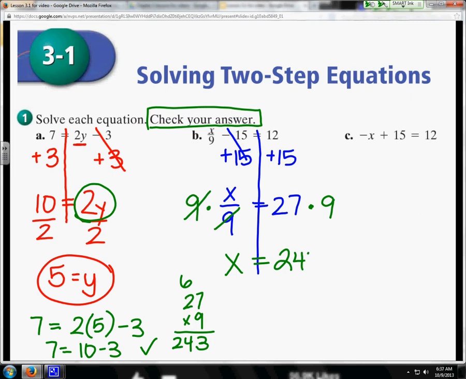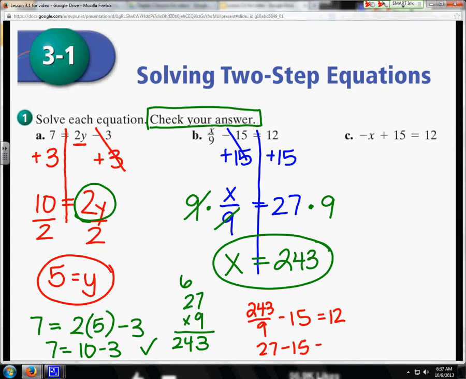So 243 is my answer. Now check. Is 243 divided by 9 minus 15, does that equal 12? Well, 243 divided by 9 is 27 minus 15, and yes, that equals 12.